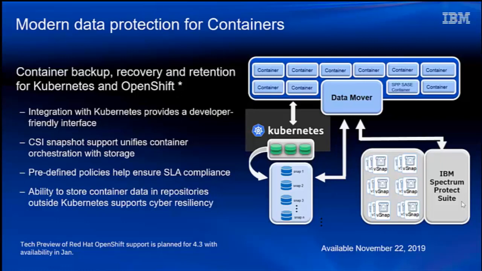And the way we do this is we offer a SPP SASE container that we install into the container environment, which allows us to do CSI snapshots in place of the persistent volumes that are critical to the application developer. We can then take copies of these snapshots and send them to IBM Spectrum Protect Plus for longer retention.